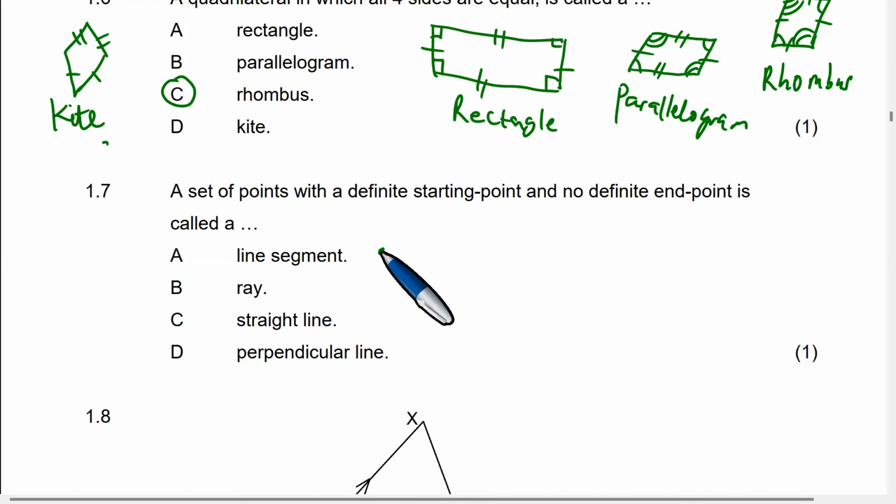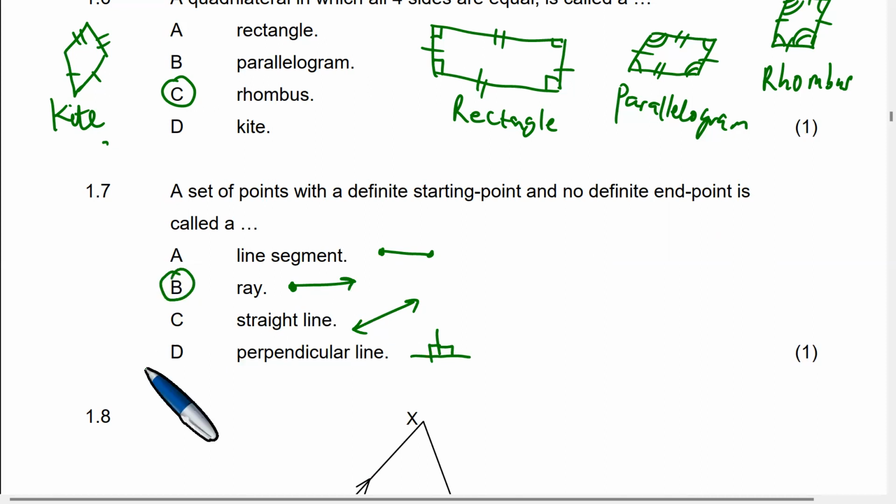Obviously, a line segment means this. A ray means this, a line means this, and a perpendicular line means this. So if you look at a set of points with a definite starting point and no definite end point, there's a starting point but no endpoint, it would be a ray. You get the point? Yes, sir. It would be a ray.